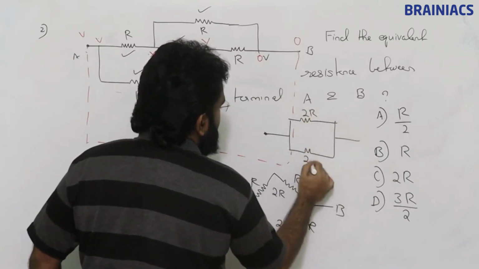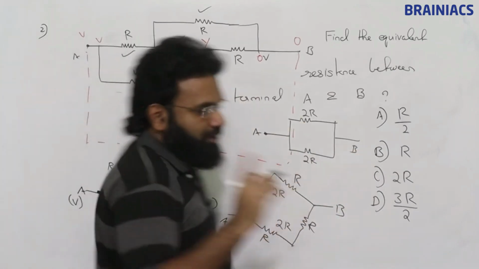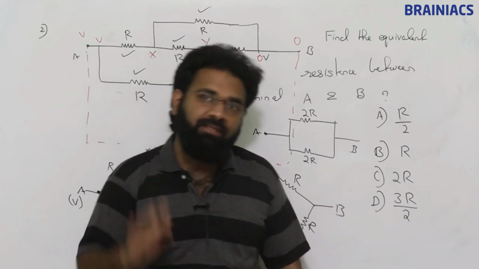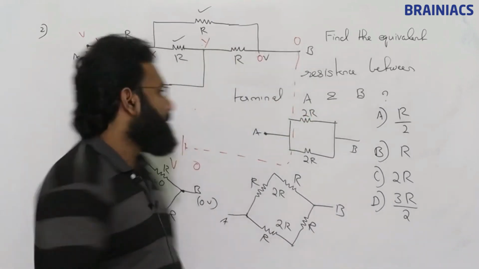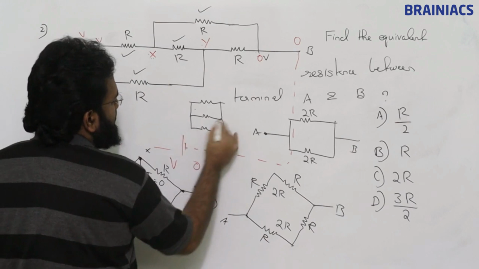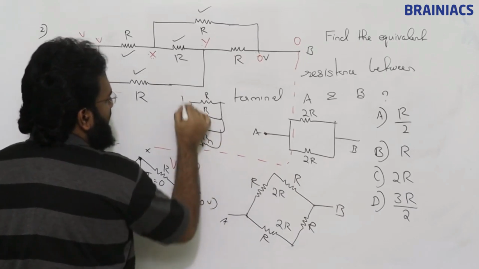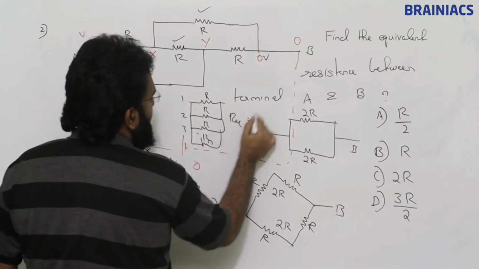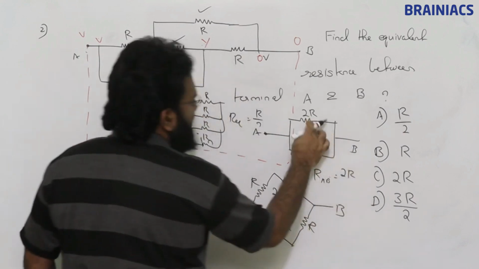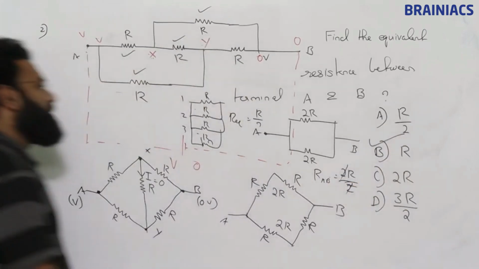This is 2R, this is 2R, between A and B. So two resistances in parallel, or n resistances in parallel, if they are the same, we can say the equivalent is R by N. If N resistances, each R, are connected in parallel: 1, 2, 3, up to N, then the equivalent resistance is R by N. So RAB is 2R divided by 2. So cancel, R is the correct answer.